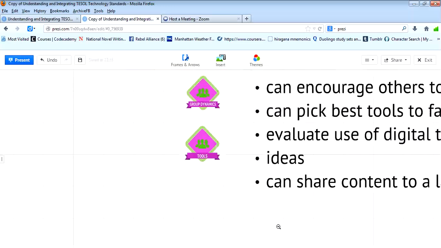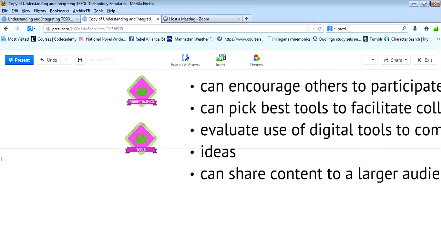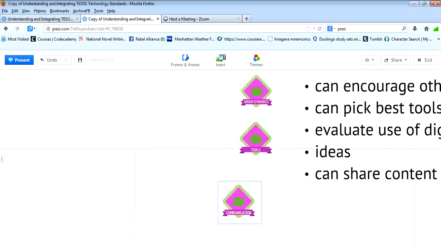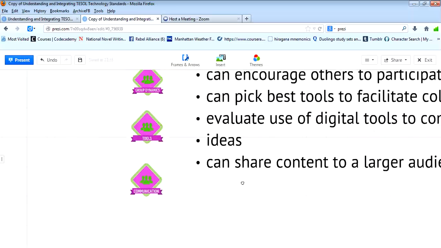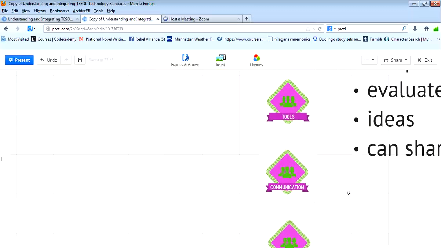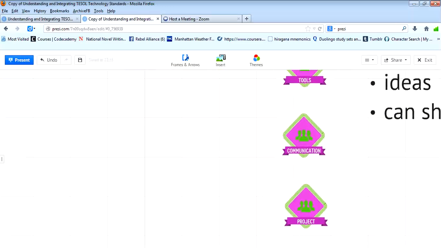The next one is evaluate use of digital tools to communicate ideas. So this one is about communication. Remember, I did mention in my lesson plan that they would go in to talk about the language of negotiation, the language of making schedules, resolving conflict. That's very important in collaboration. The last one, can share content to a larger audience, and my badge for that is their project, because the last of this set of exercises would be a group project, which actually would continue over several class periods.